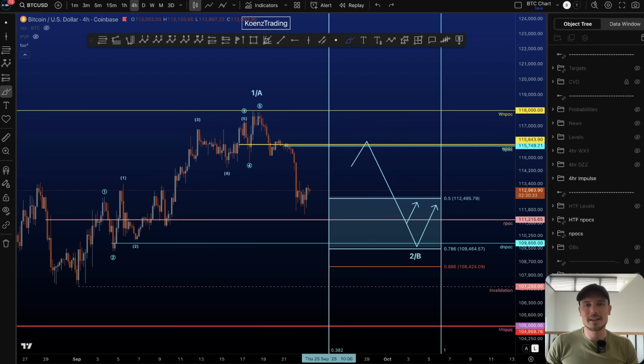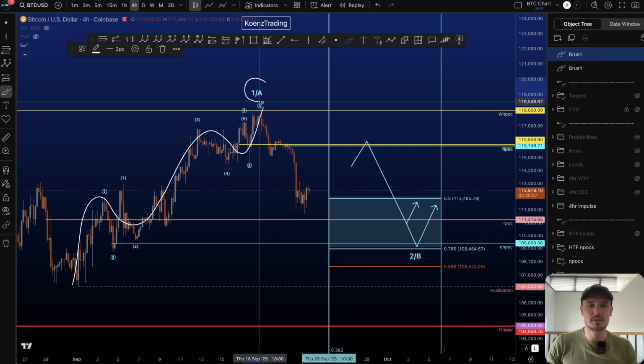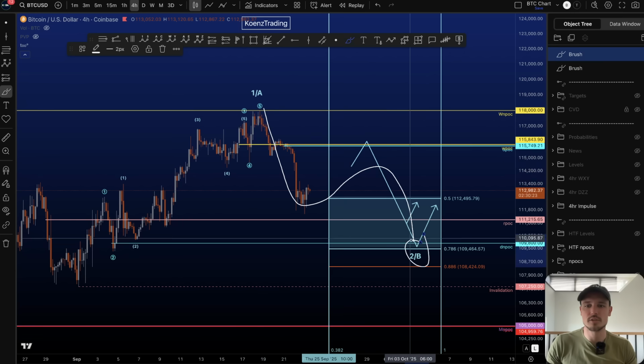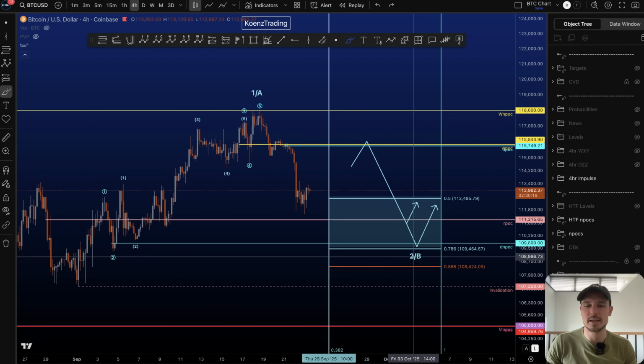Hi, let's cover my Elliott Wave scenarios on Bitcoin, starting with the bullish scenario where we're looking for a 5-wave impulsive structure to the upside in a wave 1 or A, look for a 3-wave corrective structure into B, and then continuation up to take out the high at 118K.